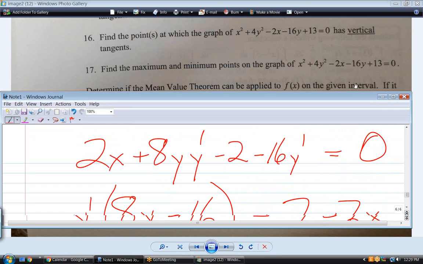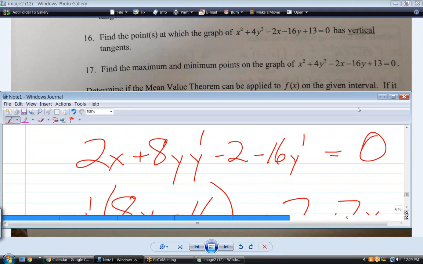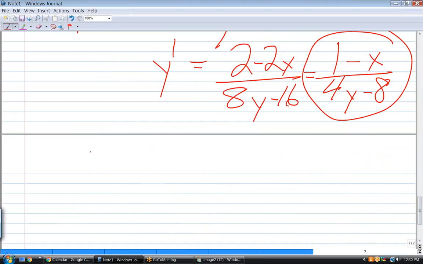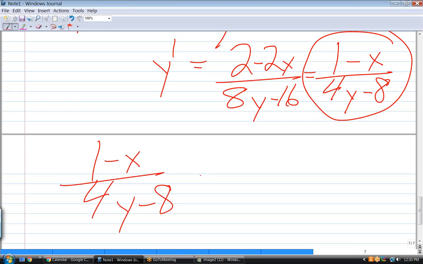They want to know where maximum and minimum points are on this thing. Well, it's where y prime is equal to 0. So now I have 1 minus x over 4y minus 8 equals 0. How do I solve that? What has to be true for that to be equal to 0? The numerator? Yes, that's the only thing you care about. Doesn't matter what the denominator is, the numerator has to be 0. So x has to be 1.